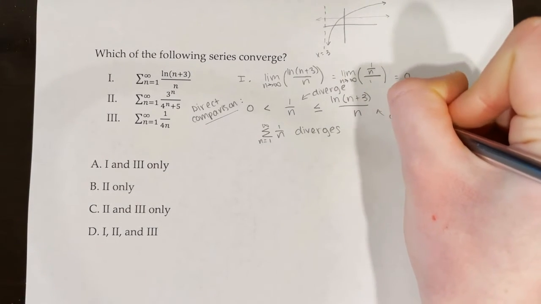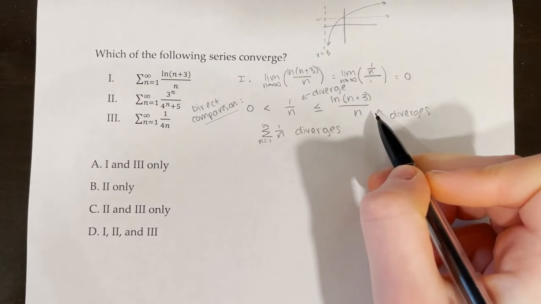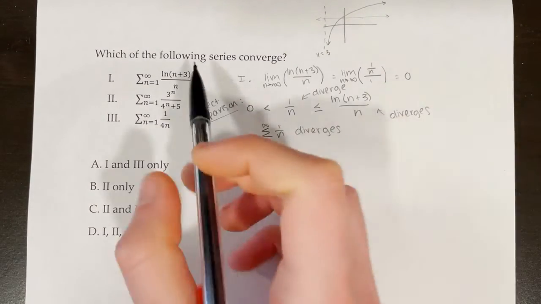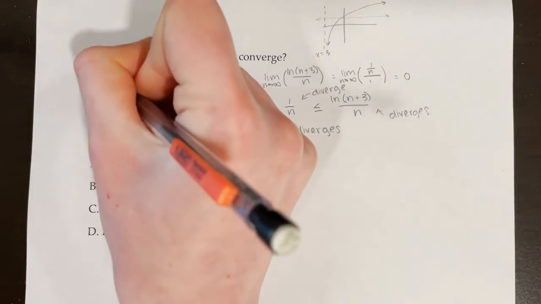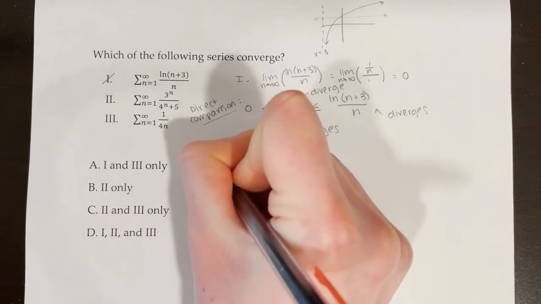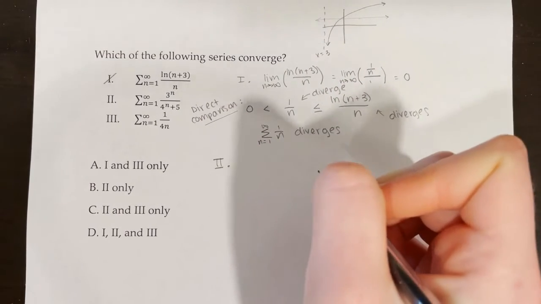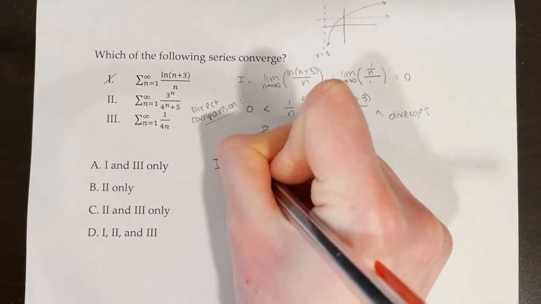So we know that this one, the natural log of n plus 3 over n, that series is going to be diverging. Therefore, since it is not converging, we're going to cross off answer choice 1. Time to figure out whether number 2 converges or diverges. Again, the nth term test is probably my favorite test because that's the easiest and the simplest, and it can get you a really quick answer to determine if your series diverges.